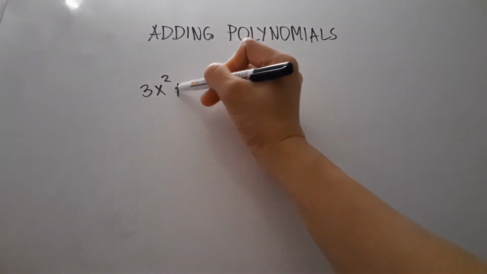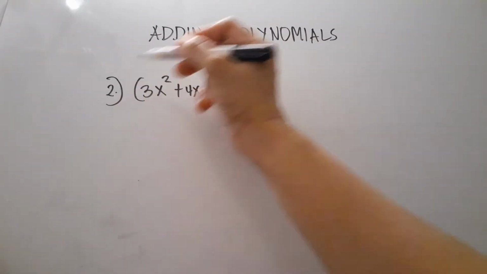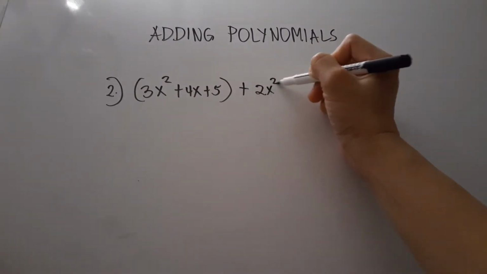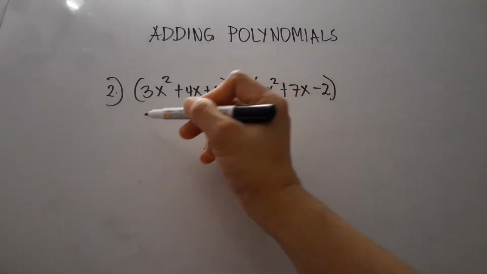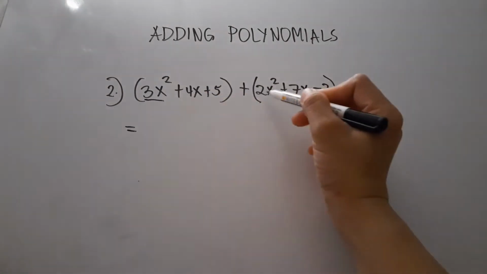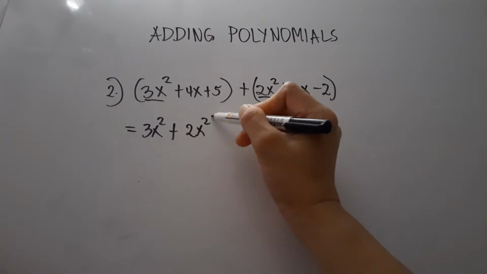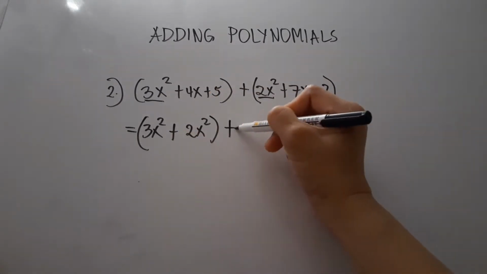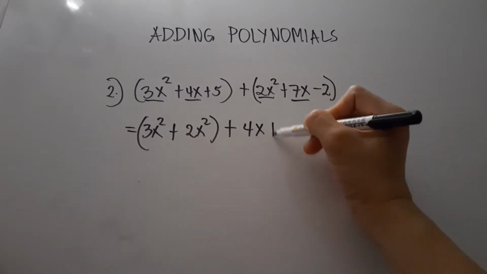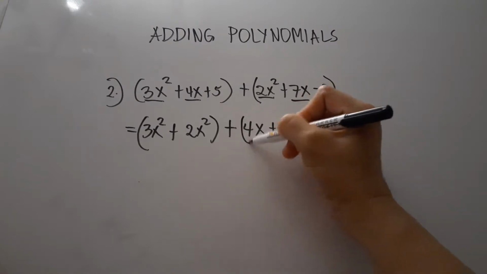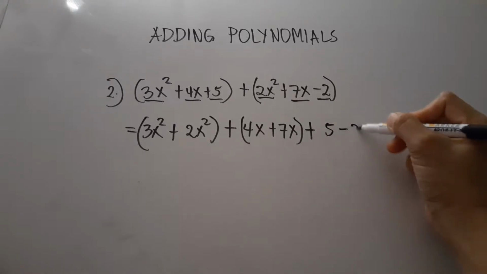And we have 3x squared positive 4x positive 5, which is number 2 of the examples. Then the quantity of 2x squared positive 7x negative 2. Then we collect like terms, which is 3x squared plus 2x squared, since it is the same variable and exponent, so we can add them. For x plus 7x, remember that we collect like terms, then we can add or subtract the constants, which is 5 and negative 2.